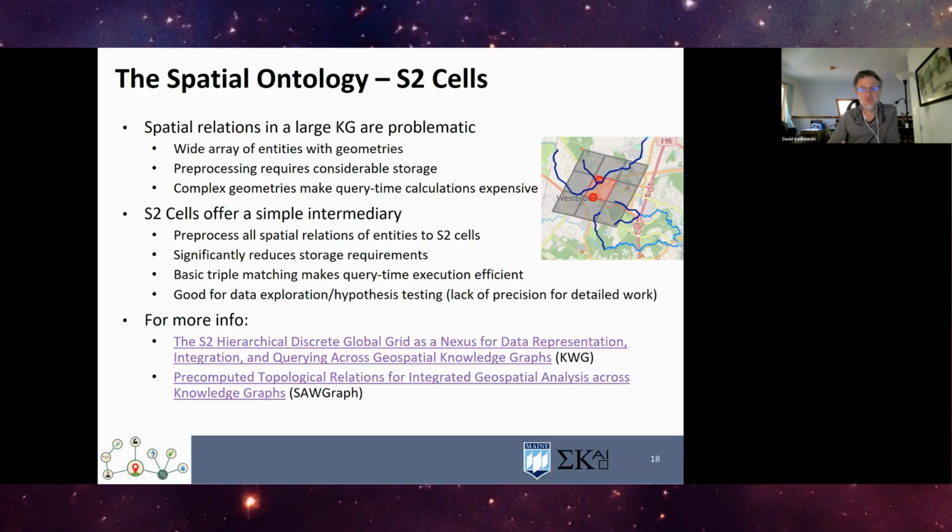But we have found that we still get results that are very good, if not excellent, for data exploration and hypothesis testing as we go along there. I've included a couple of papers, one from the Nowhere Graph people who also use the S2 system, and then one from the SAWGraph team here as well that go into this in more detail if you have more interest.